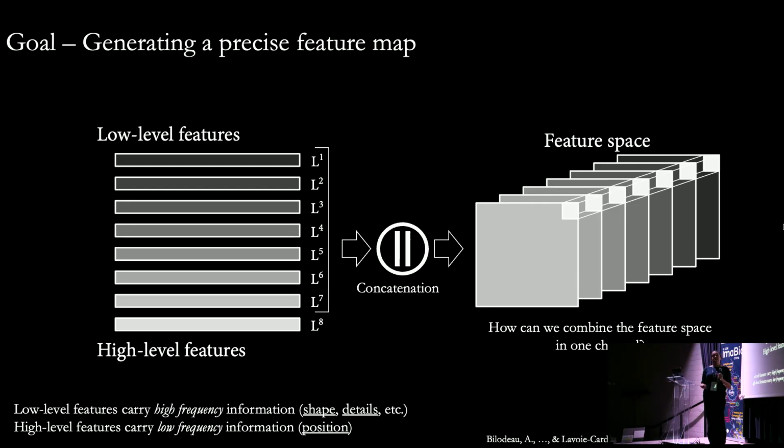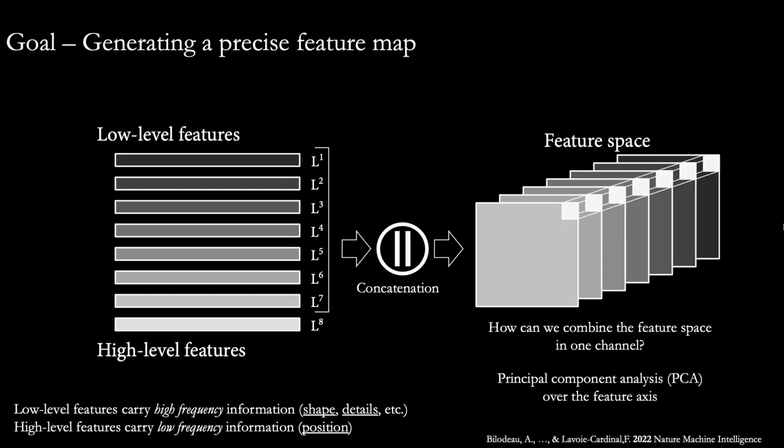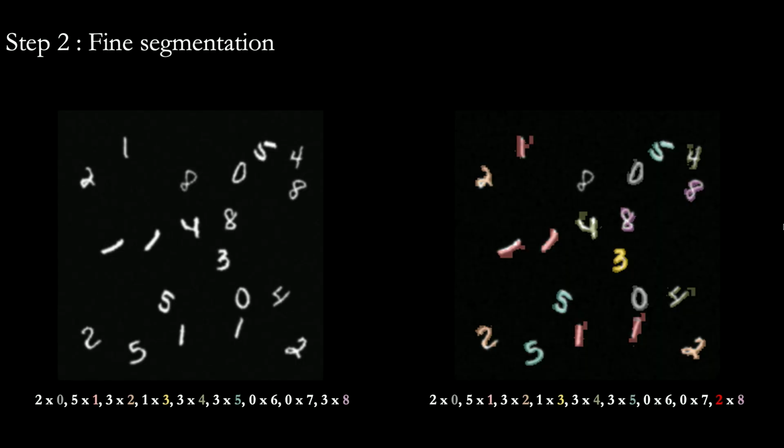We tested different ways of combining this feature space, and in our case, what was working the best was principal component analysis, but you could use any other type of combination. We tried with sum and average too. And with that, we're able to produce very fine segmentation maps of the digits, without having to train the network with the positional mask, but only with the binary label of the presence or not of the digits.